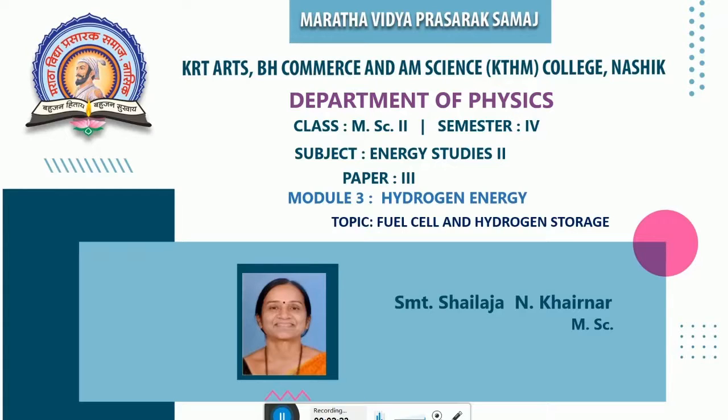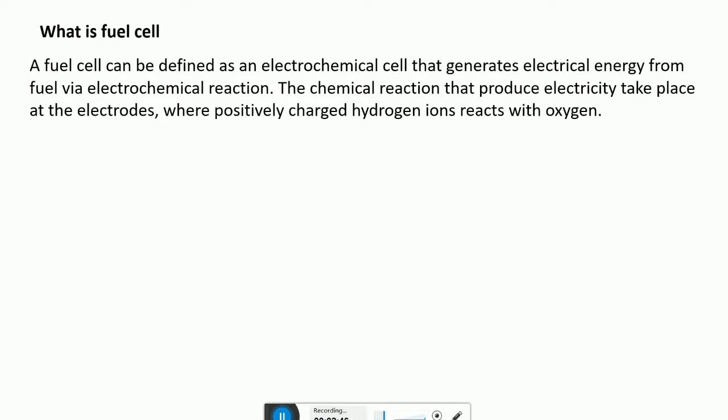So this is about the last lecture, means hydrogen production methods. So let us start today's topic, that is fuel cell. So first of all, what is fuel cell? Fuel cell is a device that generates electricity through an electrochemical reaction. Hydrogen and oxygen are combined to generate electricity, heat and water.